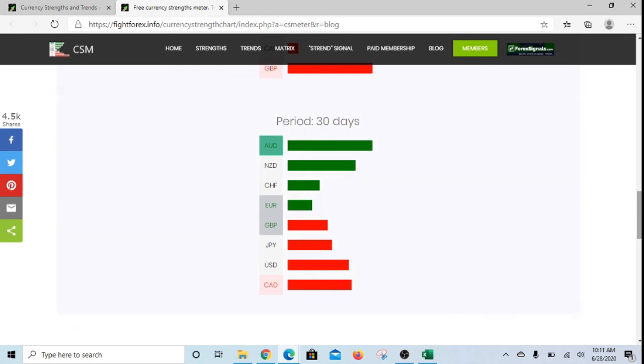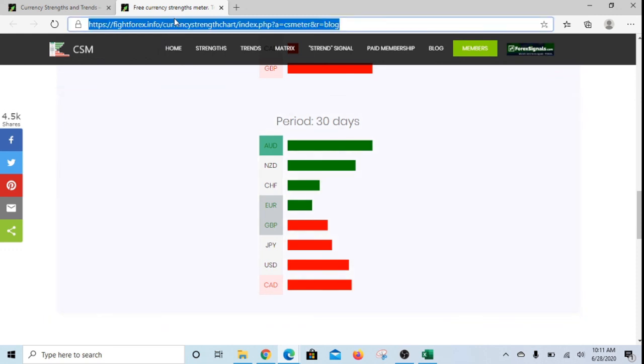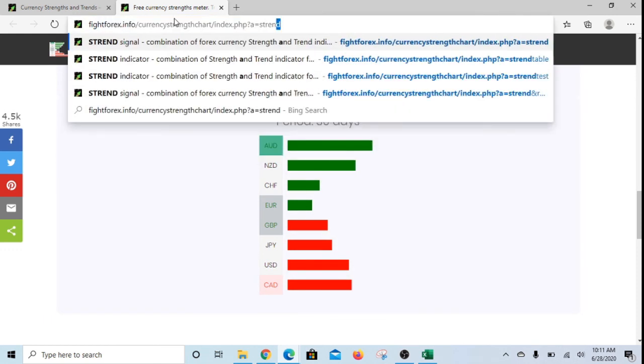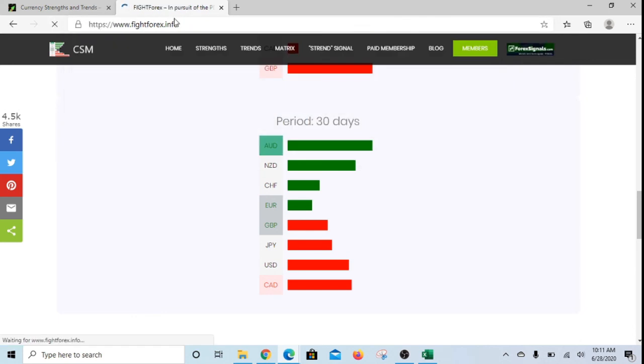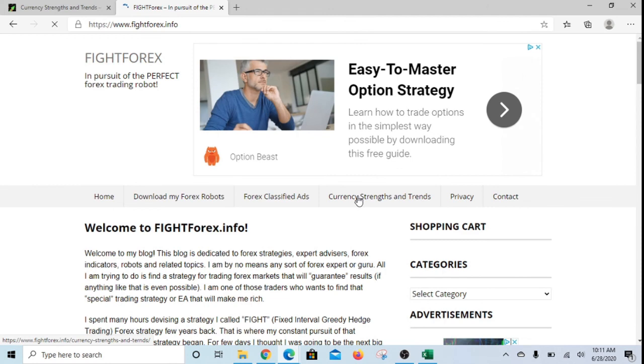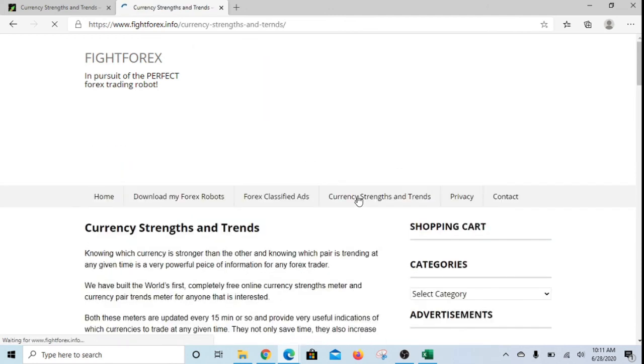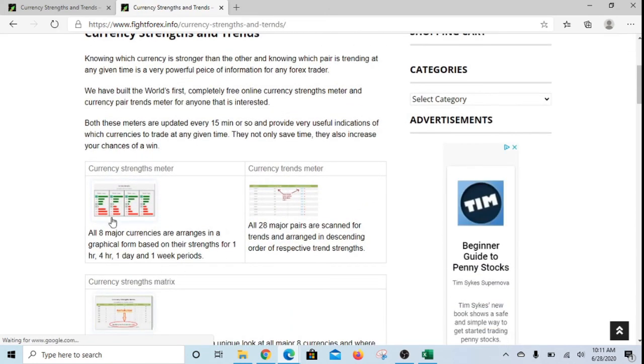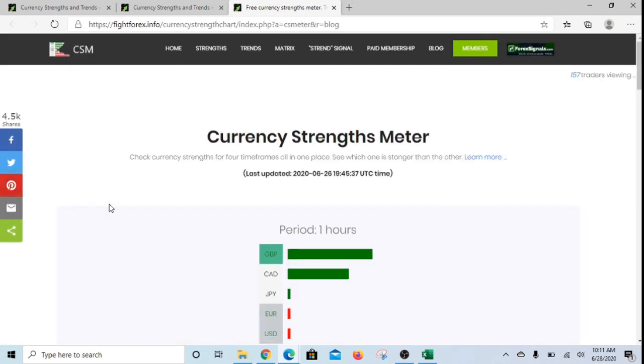Again, this is free. It's on fightforex.info. If you want to come to this currency strength meter from our main site, you can just type in fightforex.info, go to the main site, and there is also a link to currency strengths and trends. And down here we have the currency strengths meter. Again, it's a free tool.